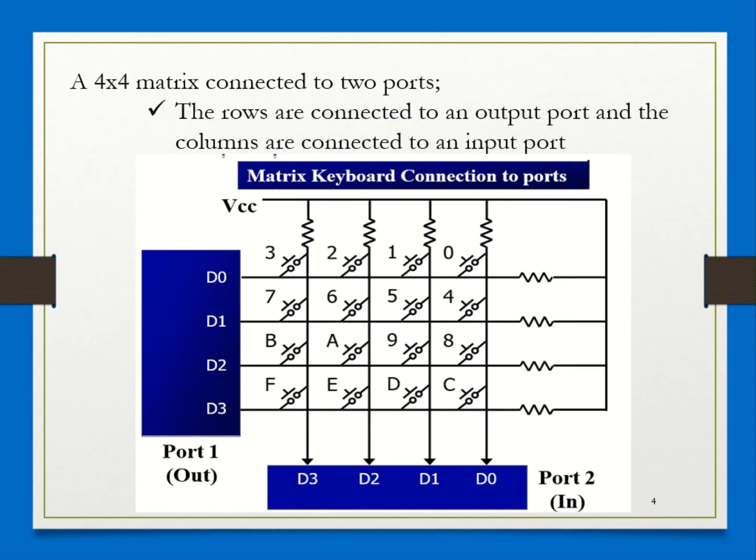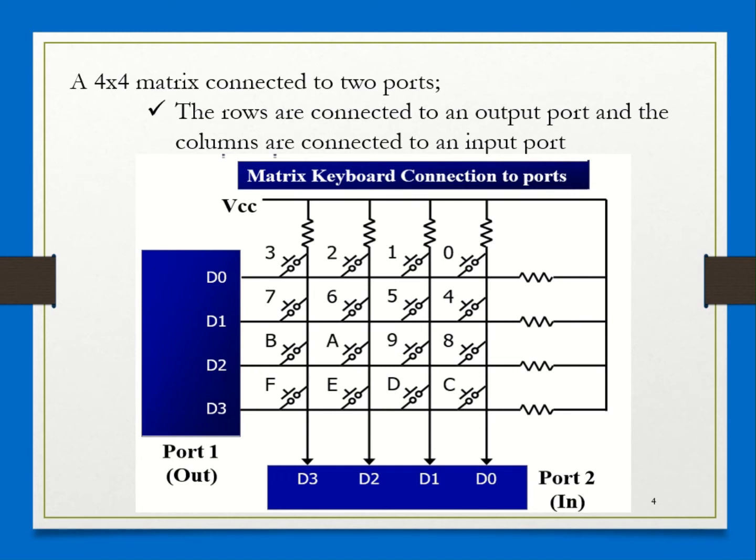Now observe here, the columns are all connected to VCC. Okay, so since the row lines are output lines, all rows will be grounded.